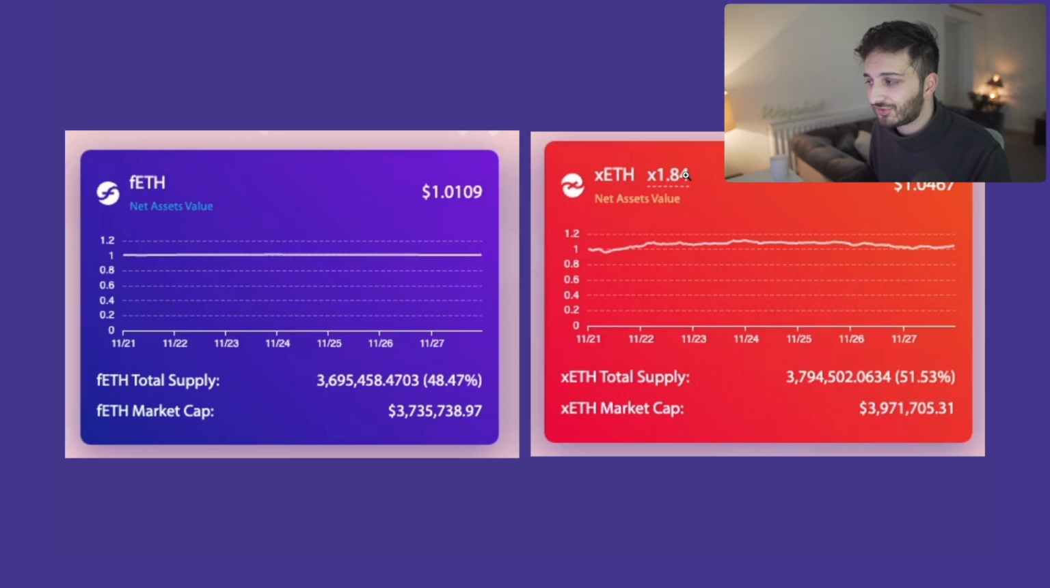Now, this volatility does change. It isn't a set amount, so it's not always going to be 1.84. It does depend on something called the collateral factor. We'll talk about that shortly as well.